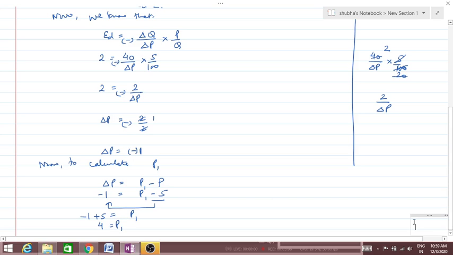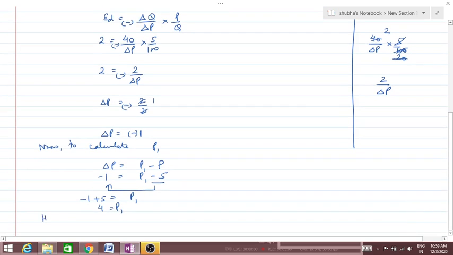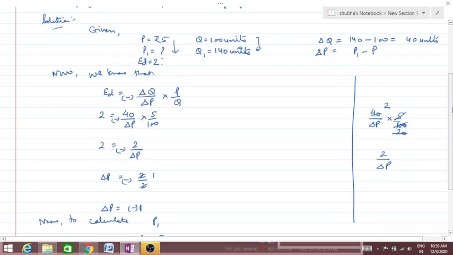Hence the new price is 4. New price, that means P1 is equal to rupees 4. That means when the price falls to rupees 4, the quantity increases to 140 units. I hope this is clear to you.